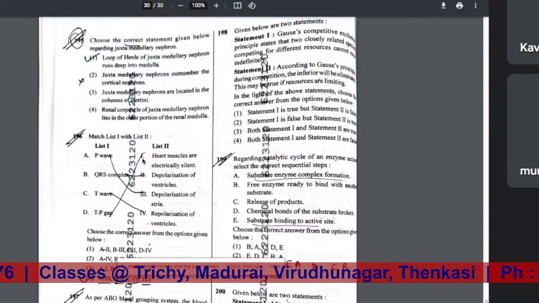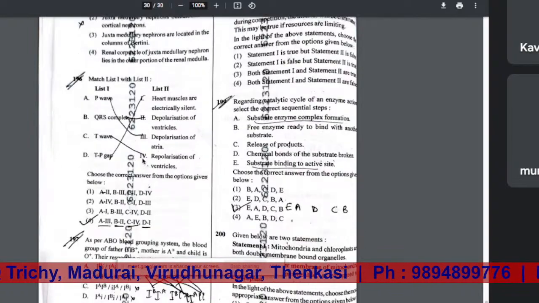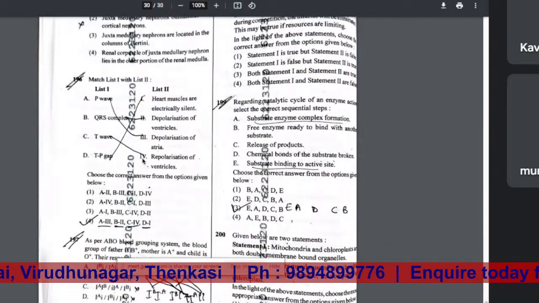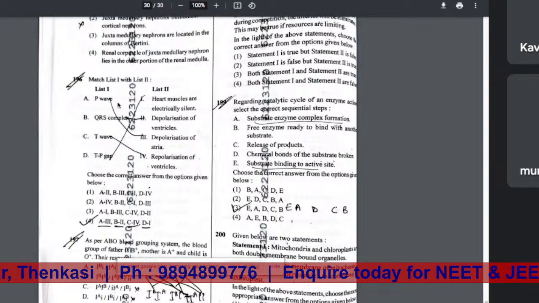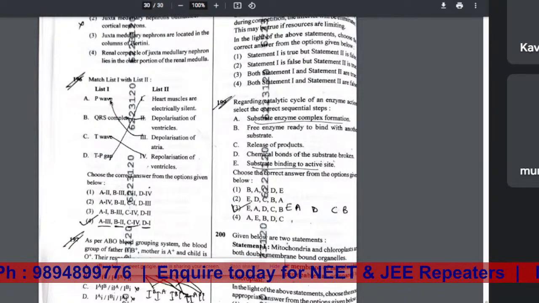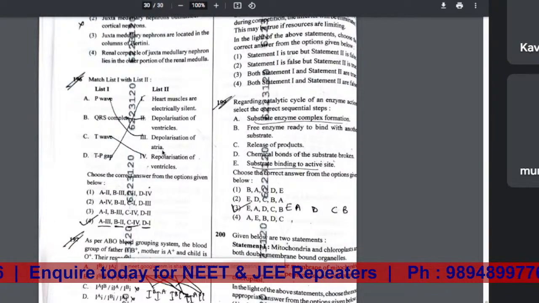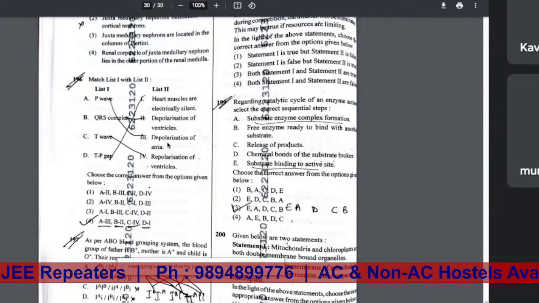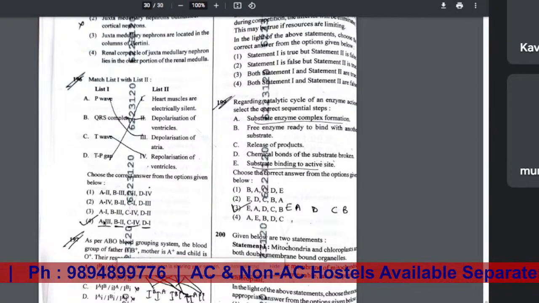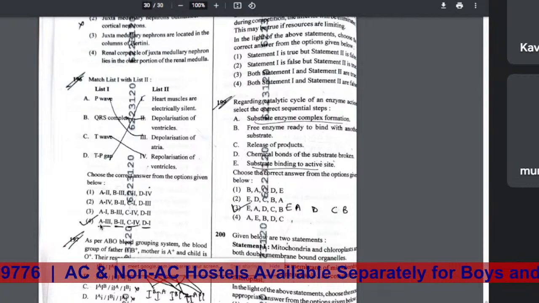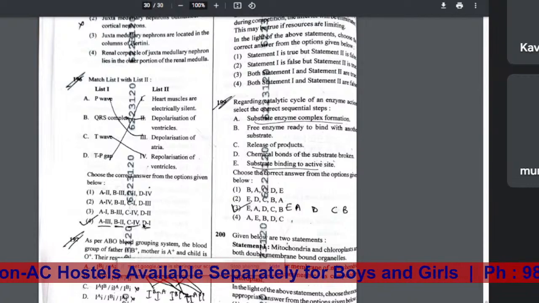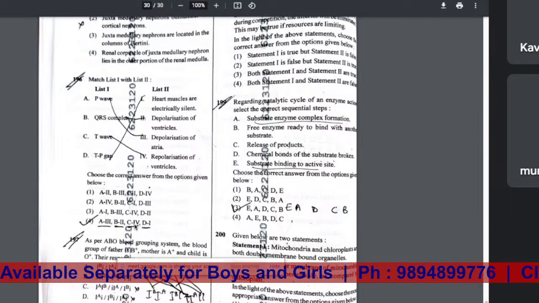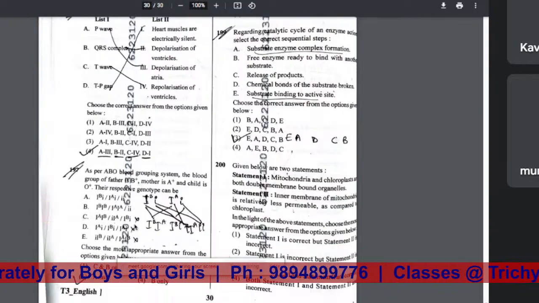So next is a question related to ECG, 196. What is P wave? P wave is the first wave. It is basically depolarization of atria. The moment you know that P wave is atria, A is matched with 3, you have only one option which is there, A3, B2, C4 and D1. So the answer for 196 is 4.